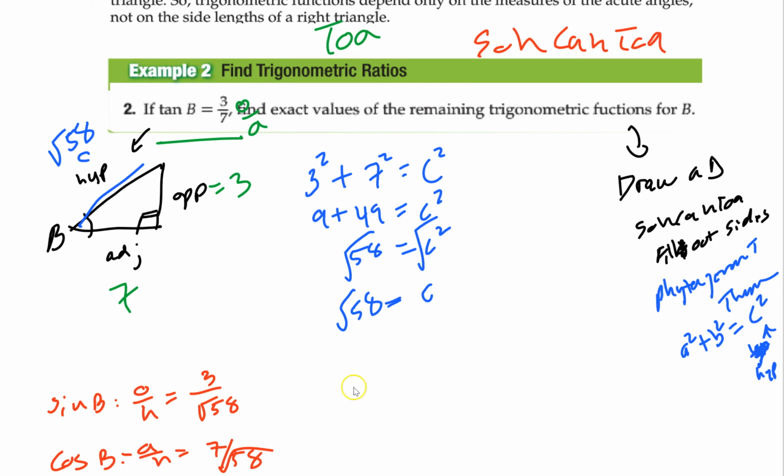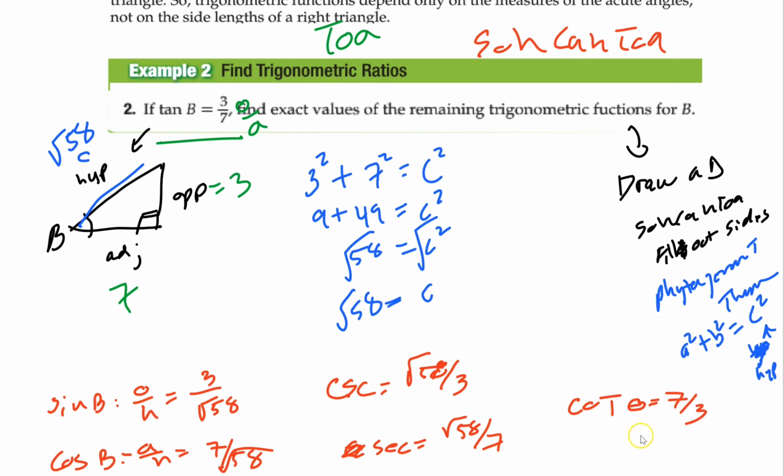And then we could do all the rest. Sine goes to cosecant, so you just flip it, rad 58 over 3. Cosine goes with secant, so radical 58 over 7. And then cotan, well look, we already know what tan is, so you just flip that, so 7 over 3. And that's the idea. It's just like before, but now you have to do a little more work to make the triangle yourself. Once you do that, label the sides. This is tan, so opposite over adjacent. So opposite put 3, adjacent put 7. And hypotenuse is radical 58. And that's the idea.